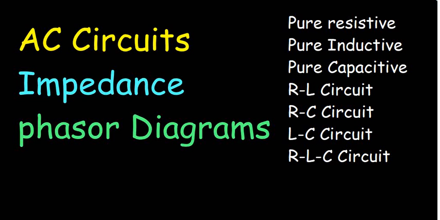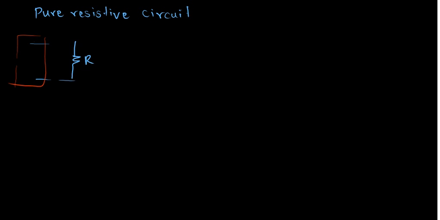So let's start. The first one is the pure resistive circuit. What is a pure resistive circuit? Pure resistive means only one resistor in the circuit. There is a voltage supply here. We don't know what it is, but it is an AC circuit, with only one resistor.